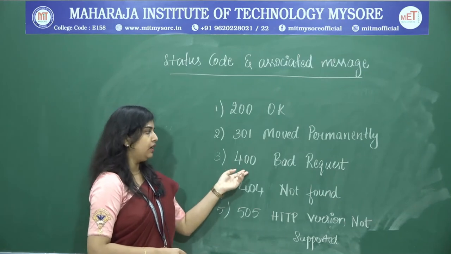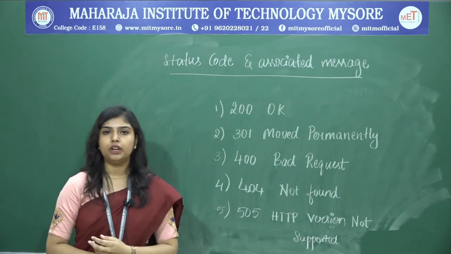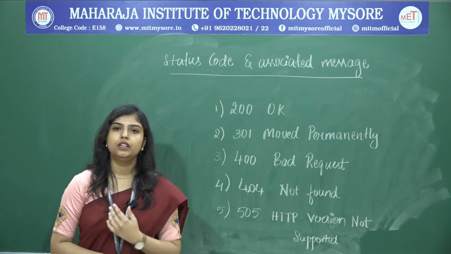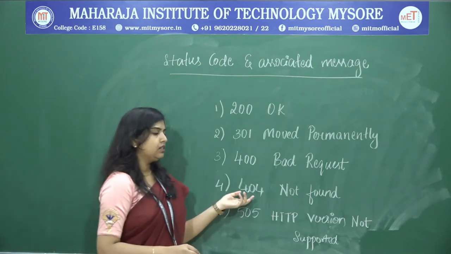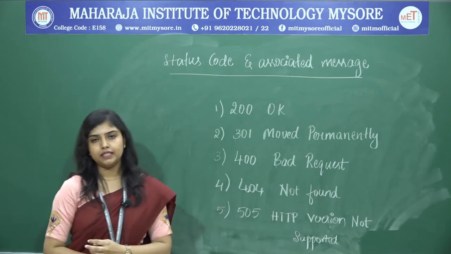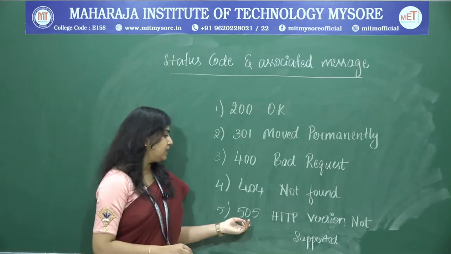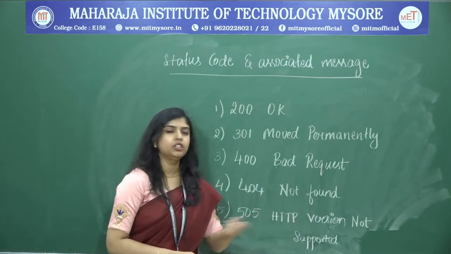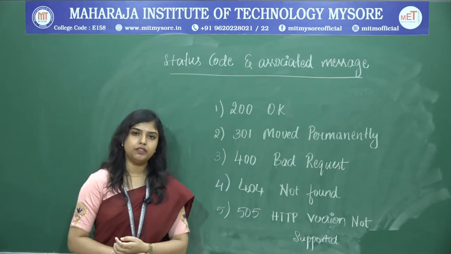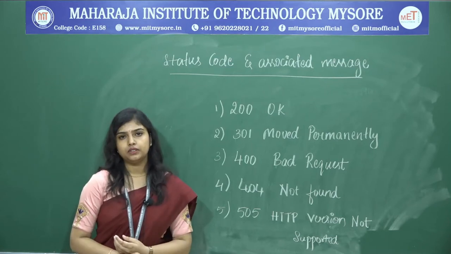Next is 400 bad request. That means the request which you have sent has an error, that cannot be understood by the server. Next is 404 not found. The object which the client has requested is not found on the server. Next is 505 HTTP version not supported. That means the version which we are going to specify as the HTTP protocol version is not supported by the server.